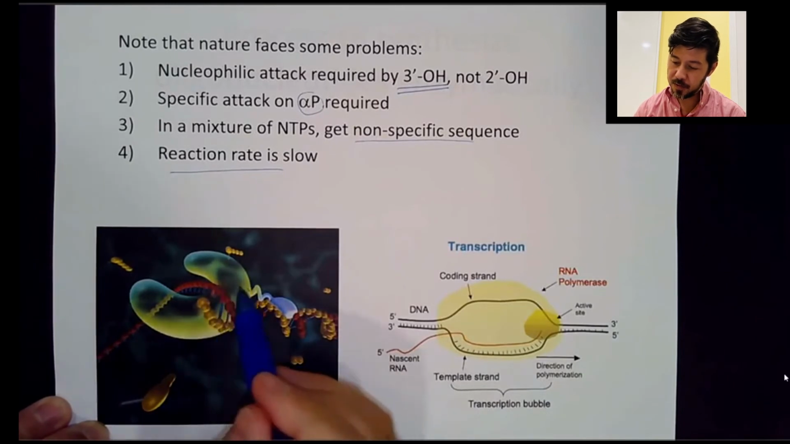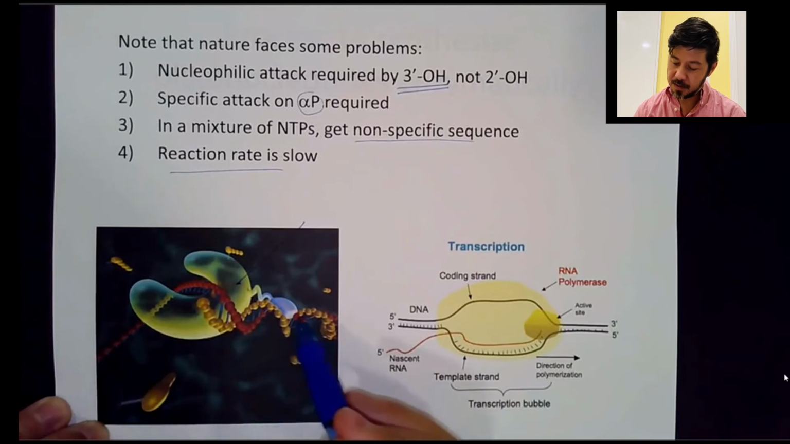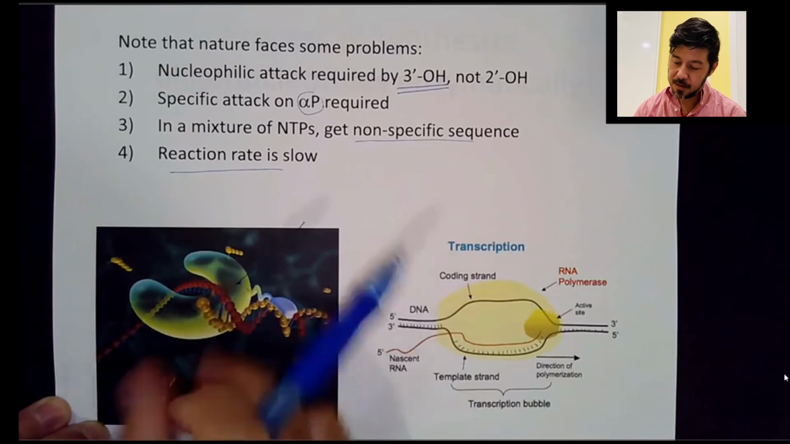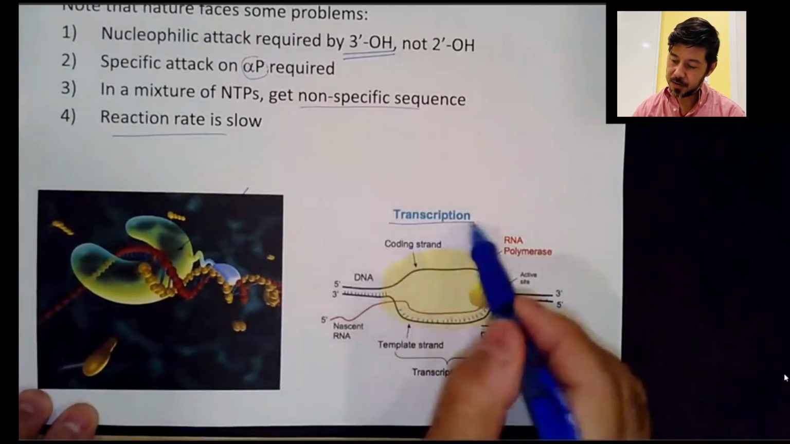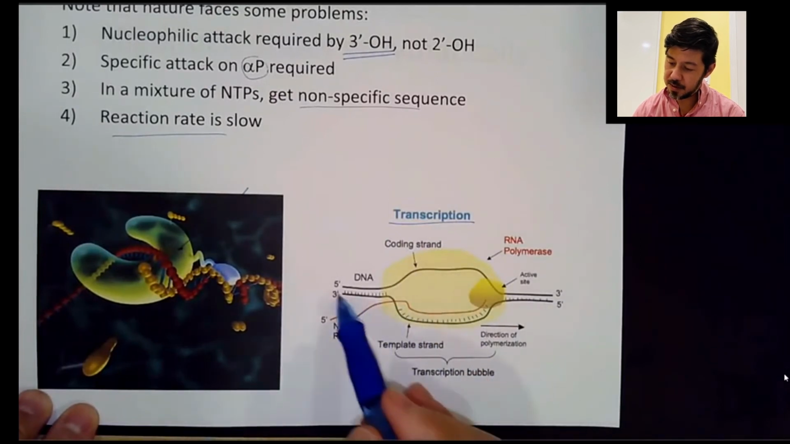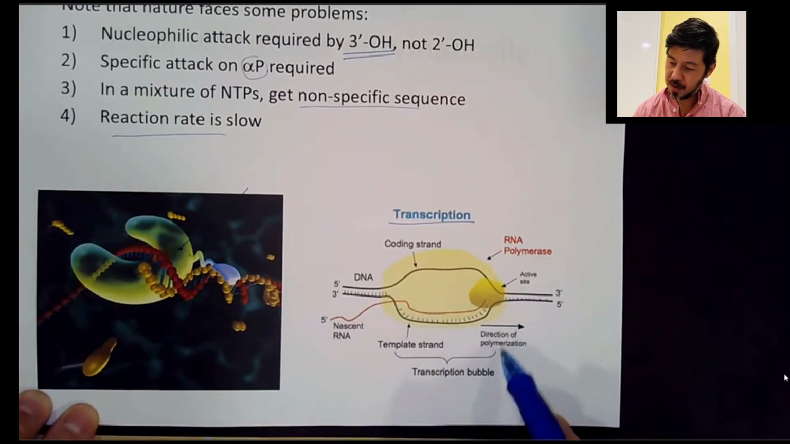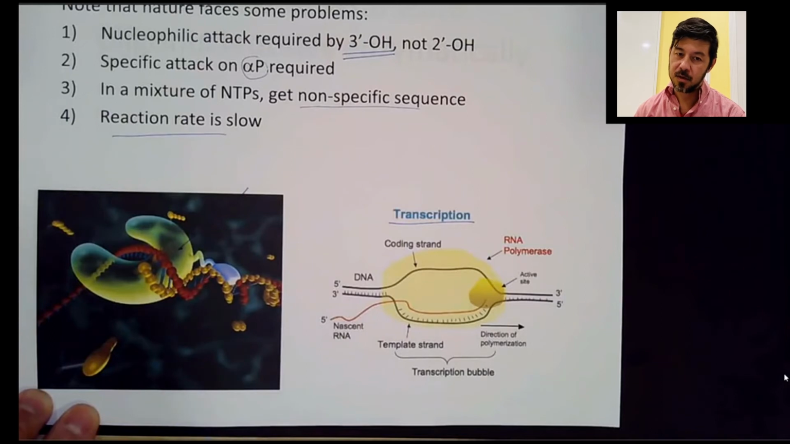Okay, so as I mentioned before, this is a picture of the RNA polymerase wrapping itself around the template strand, and then these ribonucleotide triphosphates coming in, and then it just elongating along the strand. Here's a transcription bubble showing DNA on the coding strand, and then the template strand, the RNA strand being made by RNA polymerase, and the direction of polymerization is in the 3' to 5' direction. So it's analogous to replication with DNA polymerases.